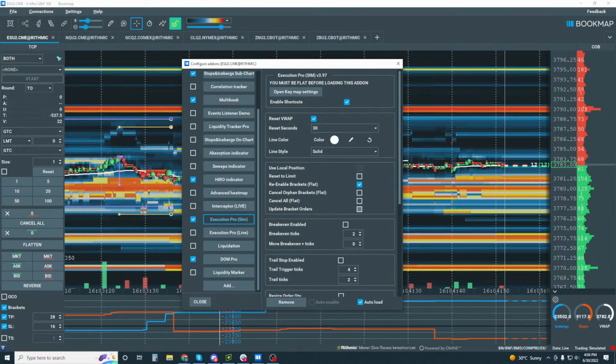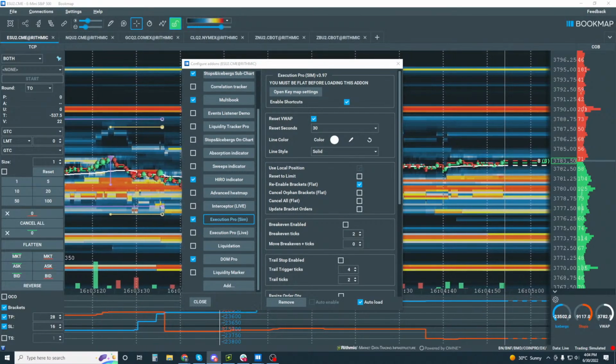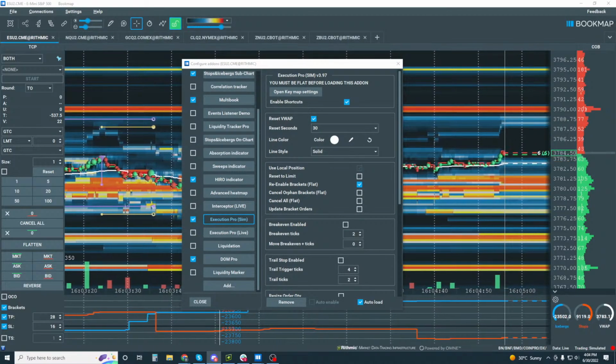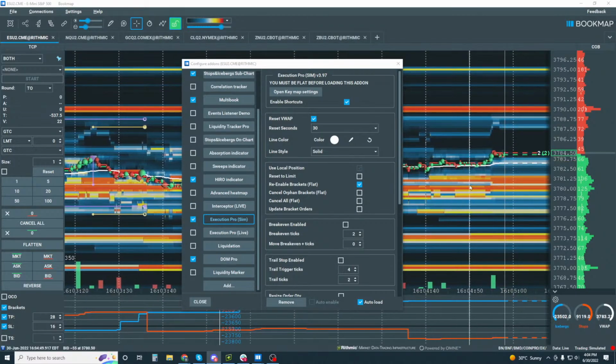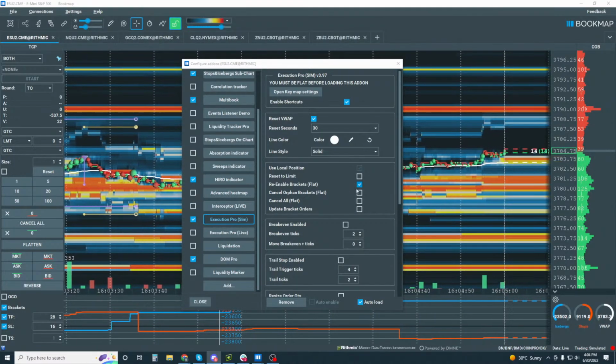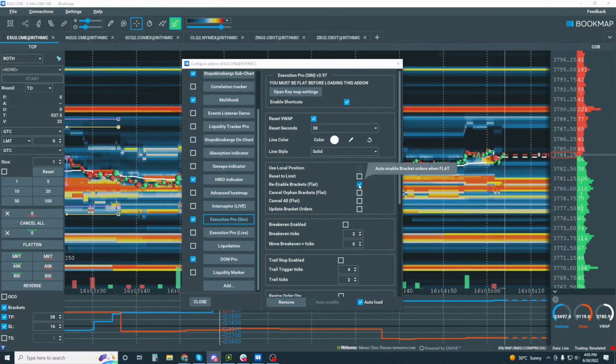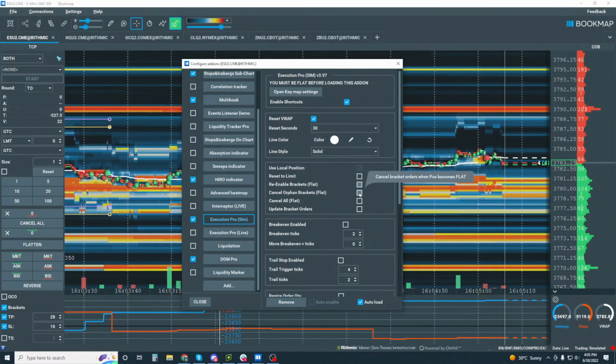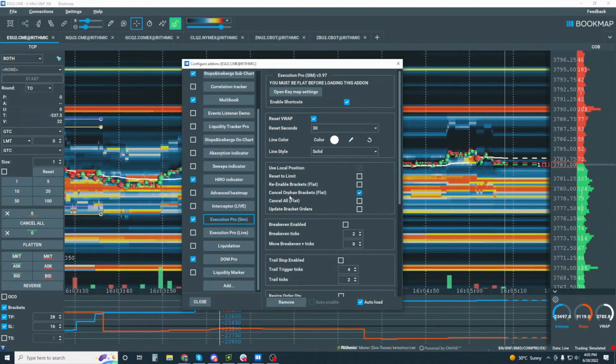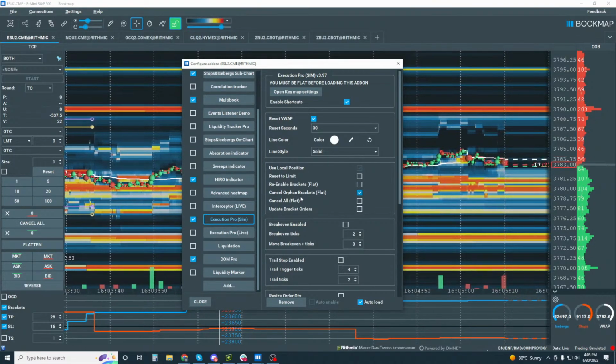What'll happen is after you're flat, all your brackets will come back on for your initial core position that you want to open. Okay. Let's go into the next one, with the cancel orphan brackets here.